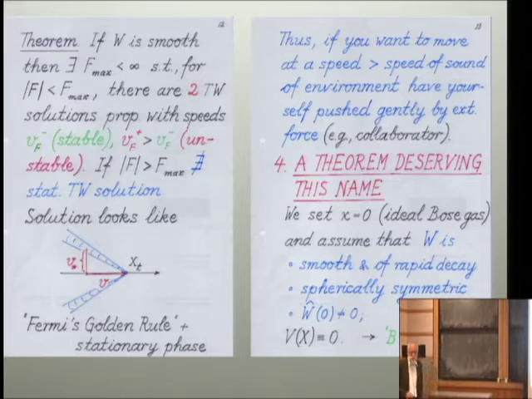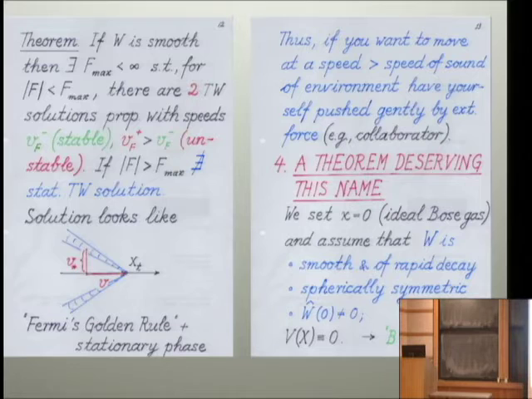If w is smooth, this two-body potential that describes the interaction between the particle and the wave medium, then there exists a finite constant F max, such that for external forces that in modulus are bounded above by F max, there are two forced traveling wave solutions. They propagate with a speed Vf minus, that's a stable solution, and with a larger speed Vf plus, and that's an unstable solution. If the modulus of the external force is larger than F maximal, there are no forced traveling wave solutions.